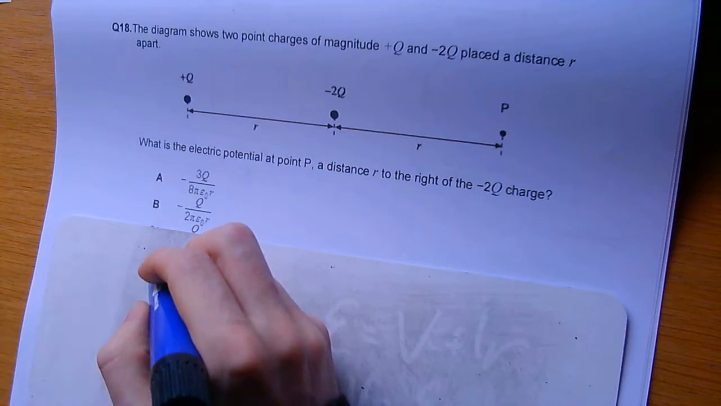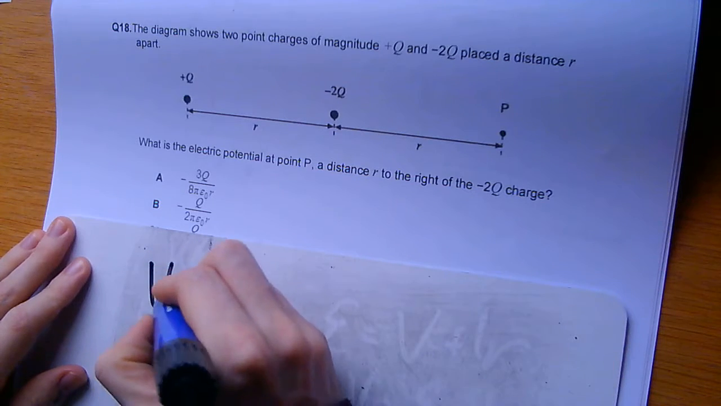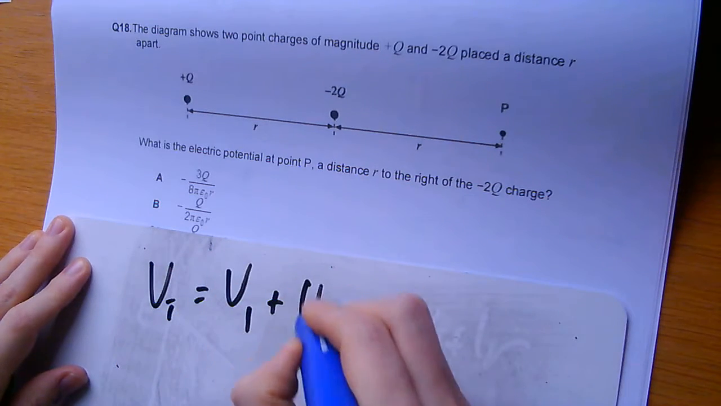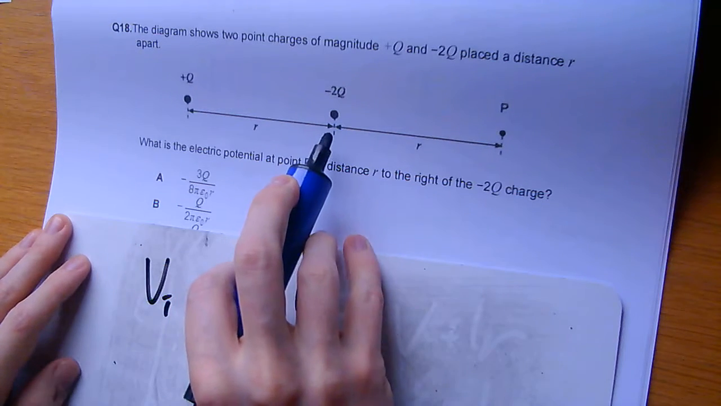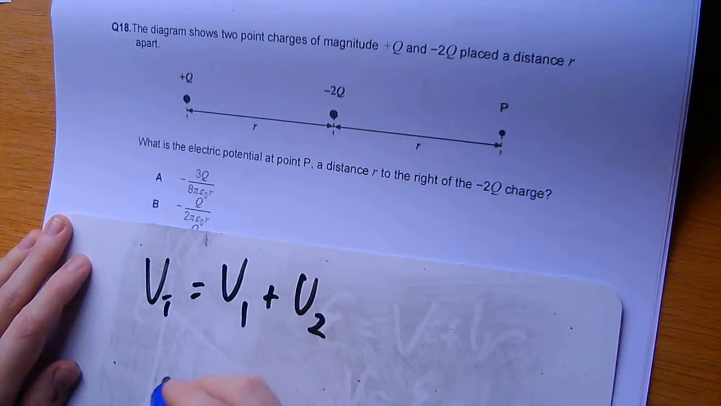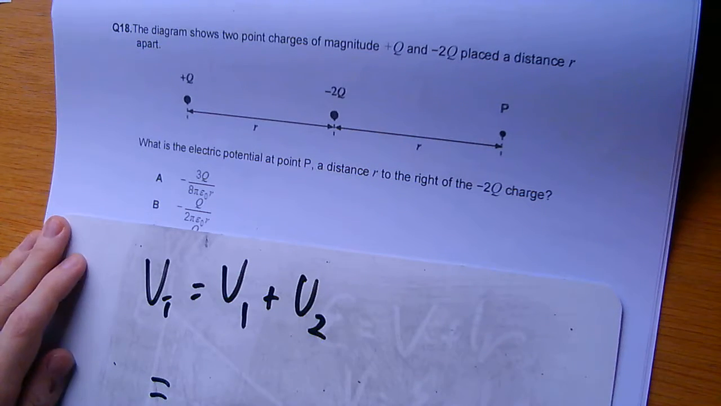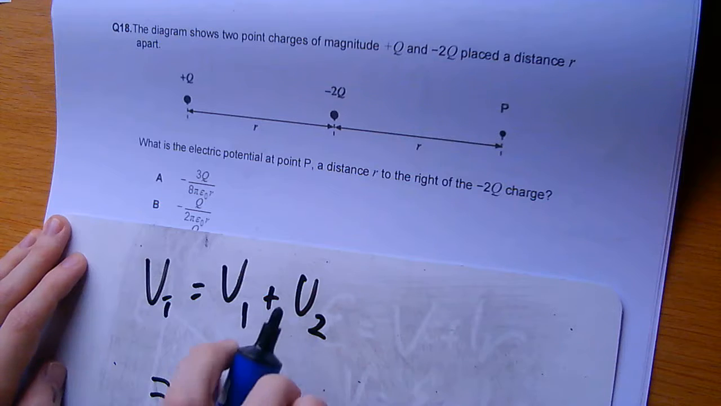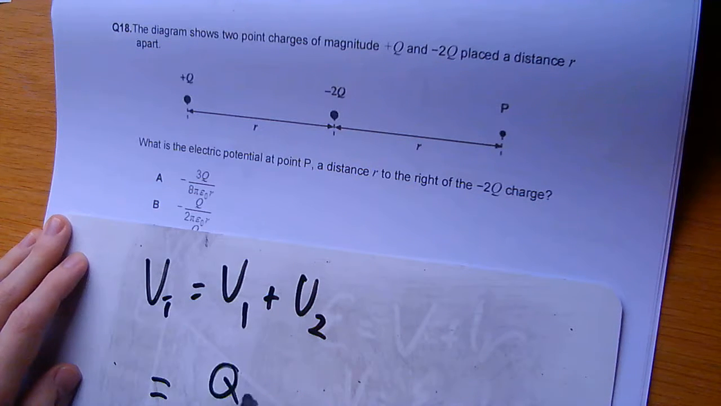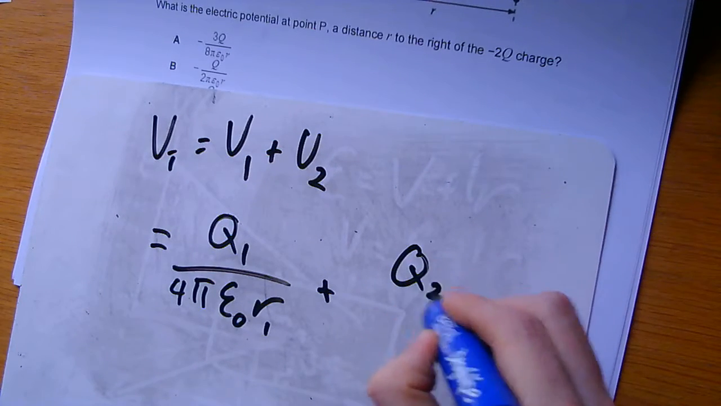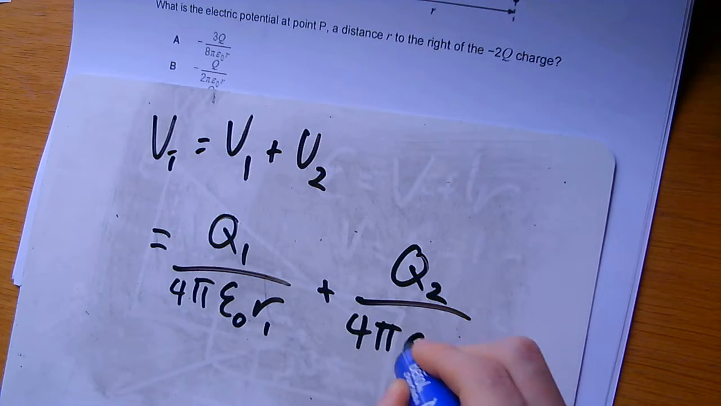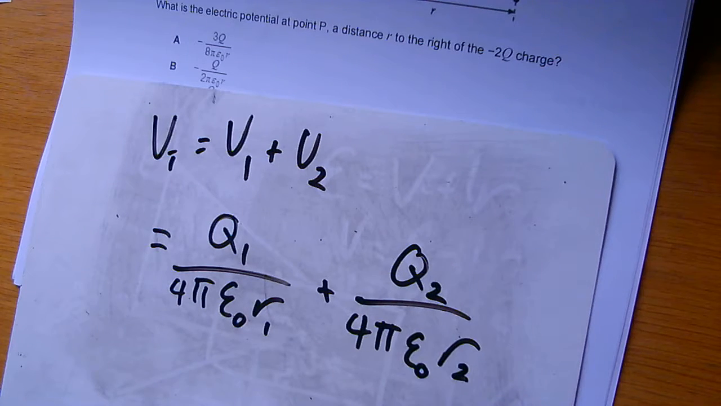So the total electric potential V can be V1 plus V2, where V1 is the potential from the first charge, and V2 we'll call the potential from the second charge. So V1 is going to be, we've got the equation for potential is Q over 4 pi epsilon naught R, and the potential for the second one is going to be the same. It's going to be the second charge plus 4 pi epsilon naught R2.